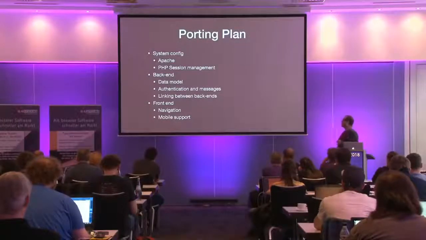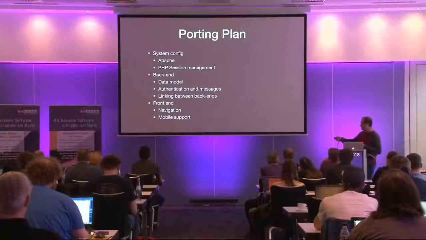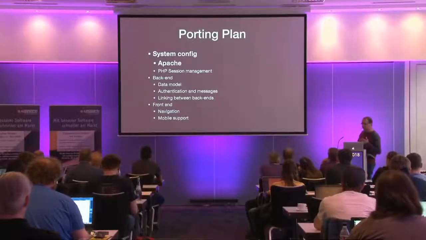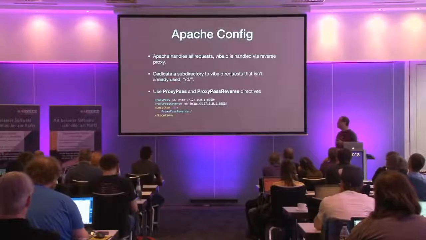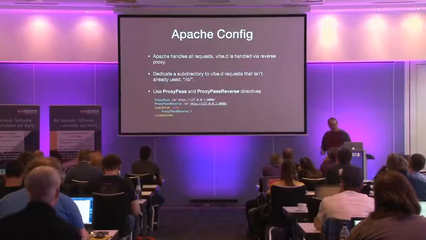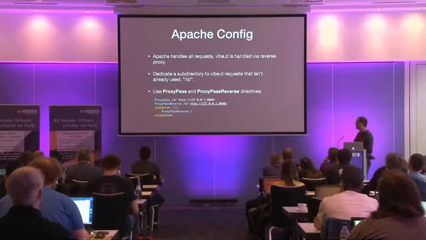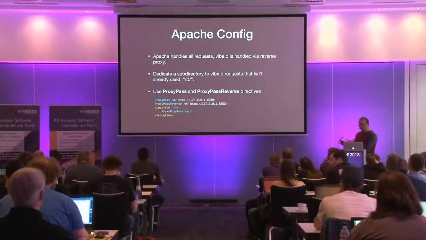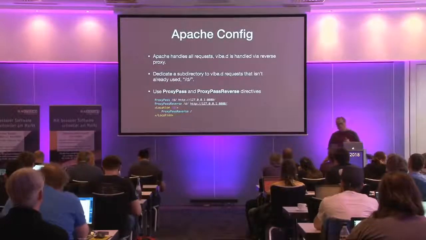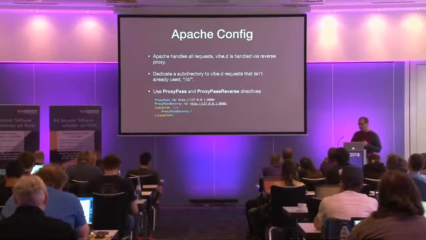All right, so this is my plan. I'll go through these one at a time. So the first thing we're going to do is configure Apache. So Apache configuration, it's not the easiest thing to do. But what I did here is I want Apache to handle all the incoming requests. vibe.d is handled via reverse proxy.